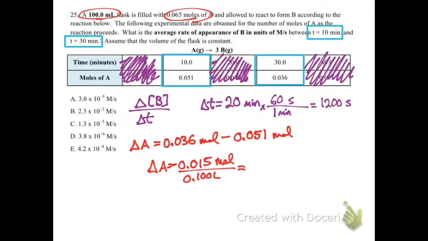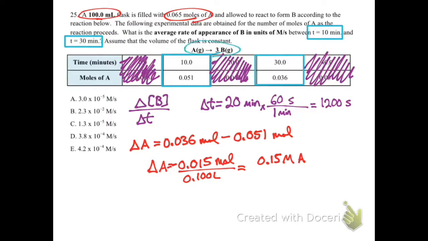So this ends up equaling that the molarity of A that changed was, again, the change is negative, but I'm not going to include the negative sign here because we're just looking for the rate. The negative just shows us that it's what's disappearing. So 0.15 molar of A. But we're not interested in A. We're interested in B here.